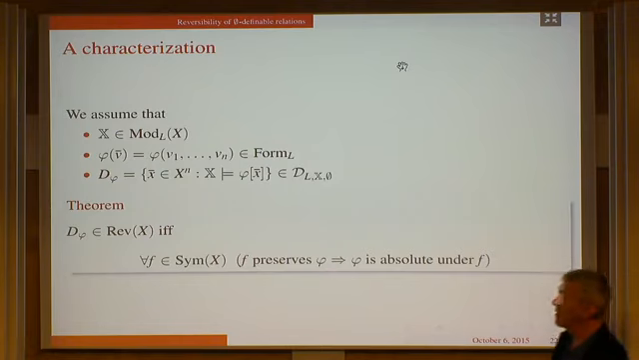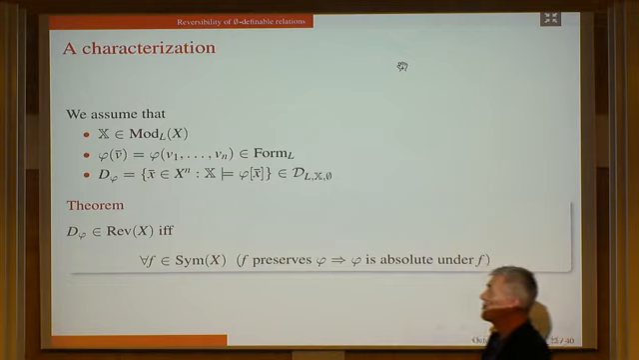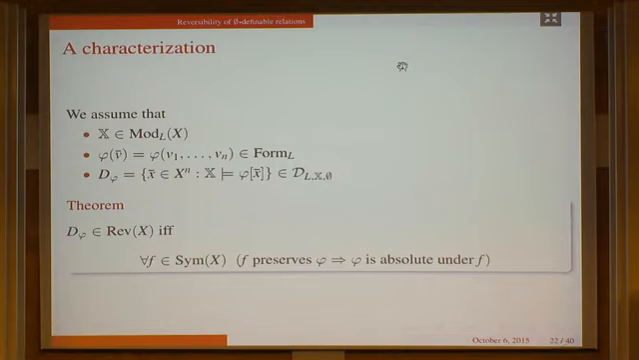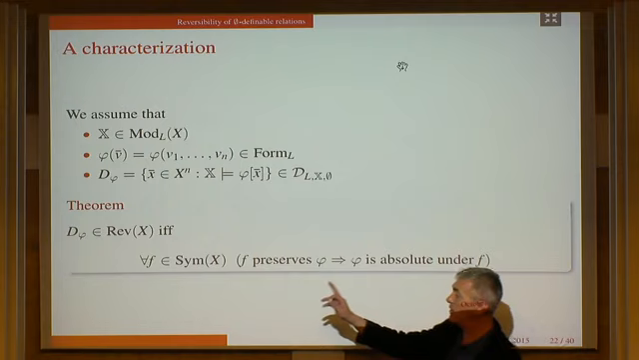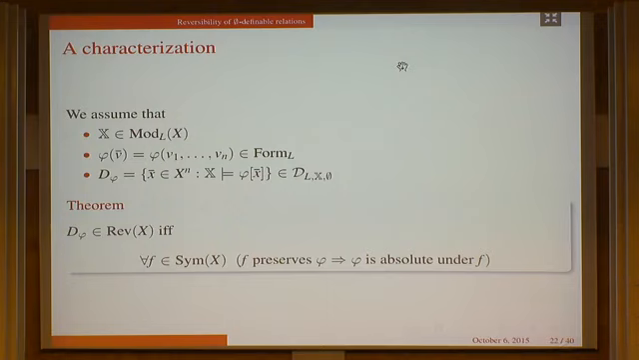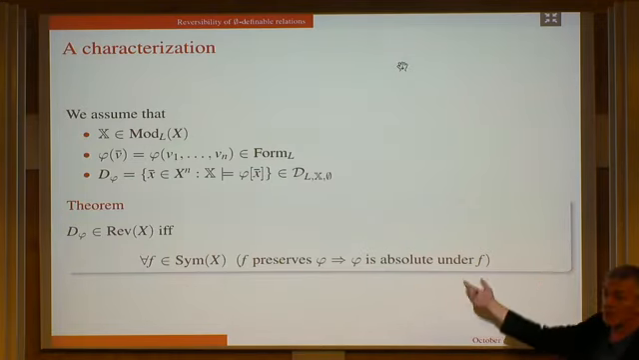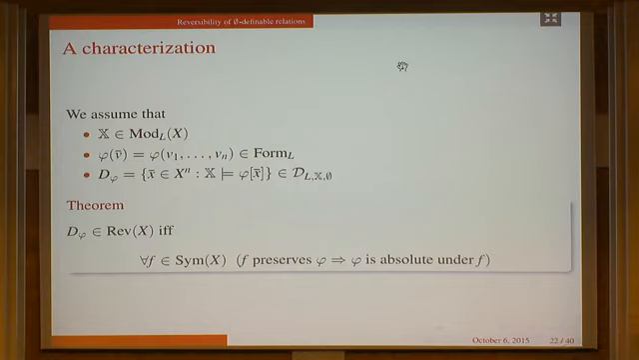So the characterization is that d phi is reversible if and only if phi is absolute under each permutation which preserves phi. If it preserves, then phi is absolute. Absolute is equivalence, and preserving is implication.